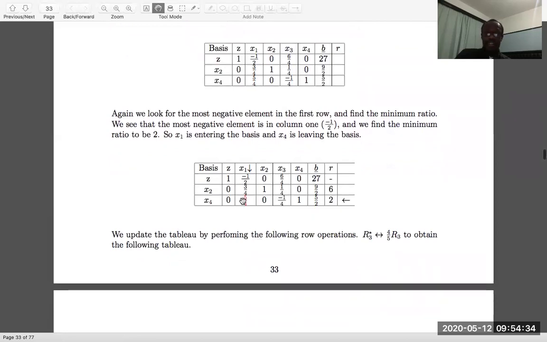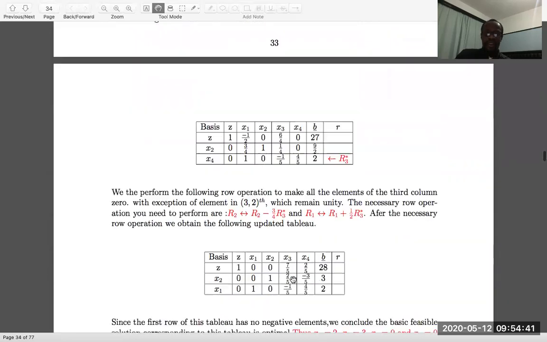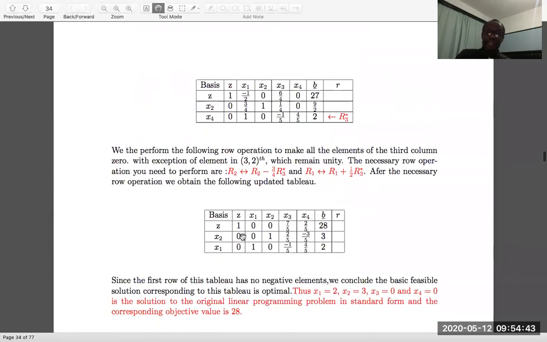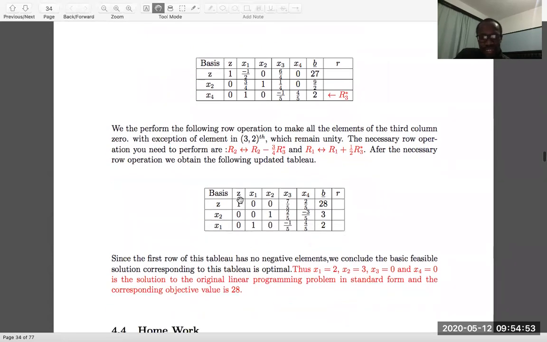You do the row operation again, and you should perform this row operation, and you should get this. Now you should see that there are no negatives in the top row. So if everything in our top row is non-negative, then you know you have got a final solution. Now you can just read the final solution.